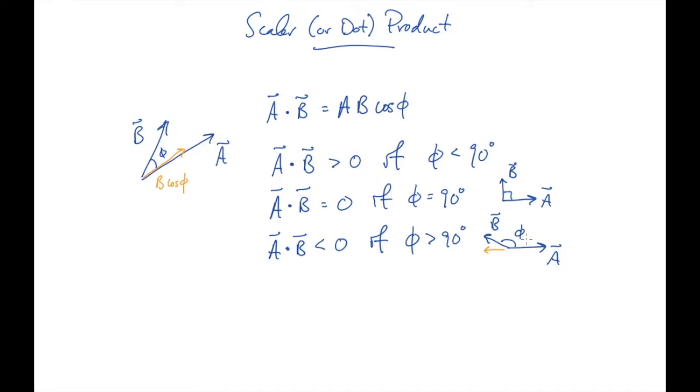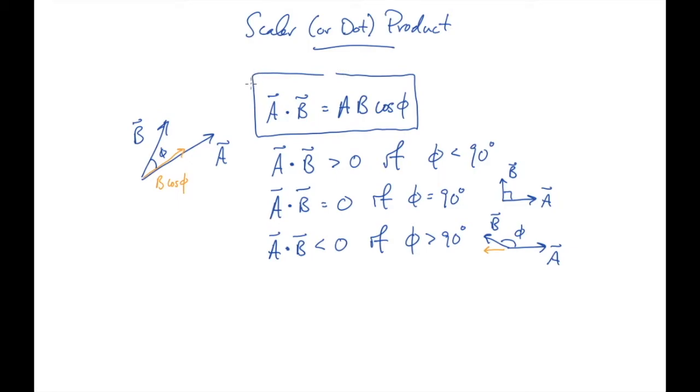So that's how we calculate the dot product. Here's the basic definition of it. A dot B is magnitude of the first vector times magnitude of the second times cosine of the angle between them. The dot product can be positive if the angle is acute. It can be 0 if the vectors are perpendicular, and it can be negative if they generally point in opposite directions. There's one other useful way to write the dot product.